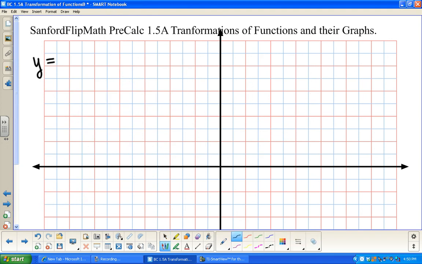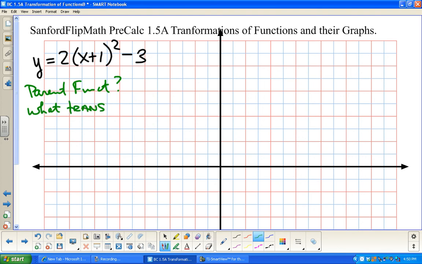let's do y equals 2 times (x plus 1) squared minus 3. Okay. Now, when we're trying to graph this, the way this is going to go is I'm going to ask you for a parent function. I'm going to ask for what transformations. And I need you to be able to say it in words, and in the mapping notation.